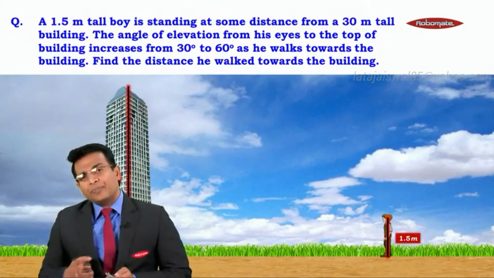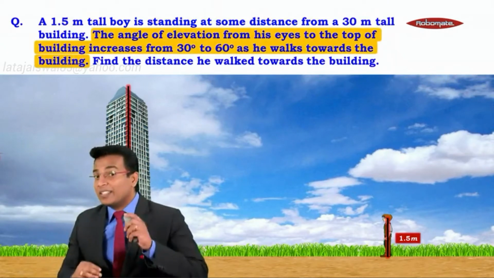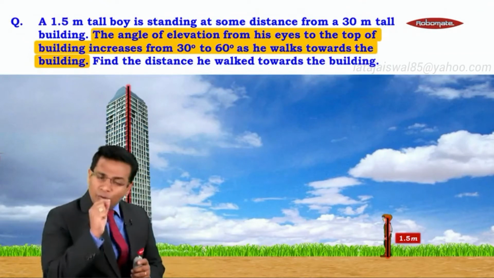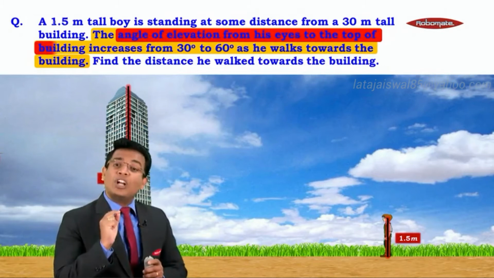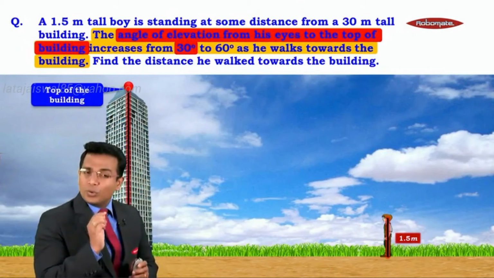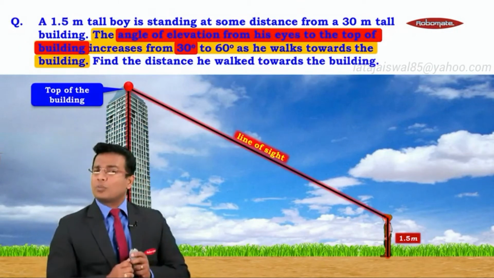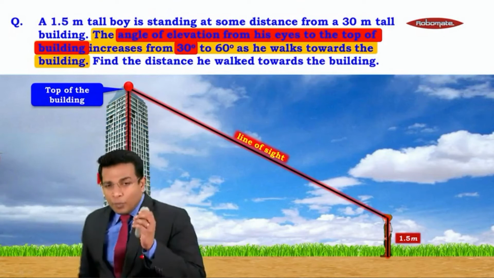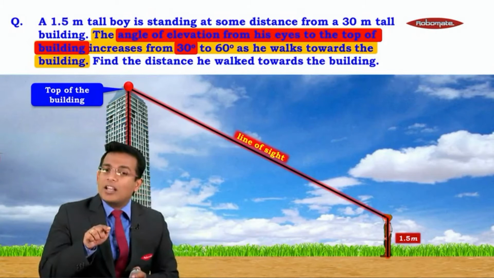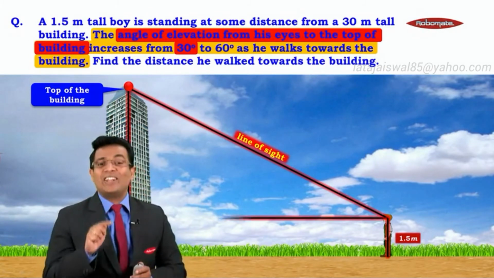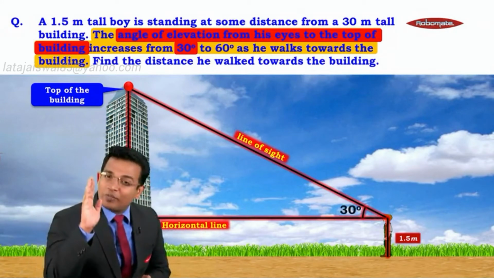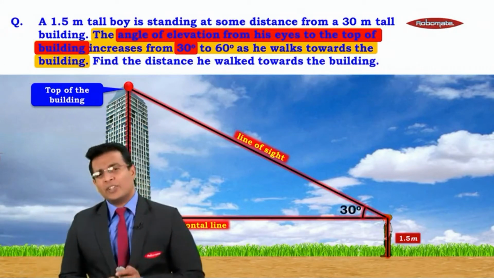The sum says further, the angle of elevation from his eye. Specifically here it is given from his eye because the height of the observer is given. So from his eye we need to take the angle of elevation to the top of the building. That is what he is observing, right? So from here he is observing the top, so there is a line of sight. But the moment you have an observer, first you need a horizontal line, and specifically from his eye. So from his eye there's a horizontal line here, and the angle of elevation made when he is seeing the top of the building is 30 degree as given in the sum.